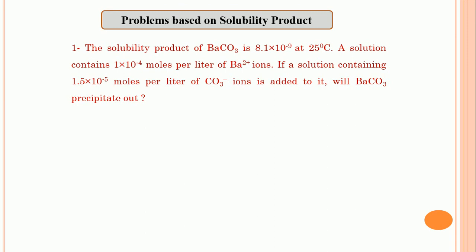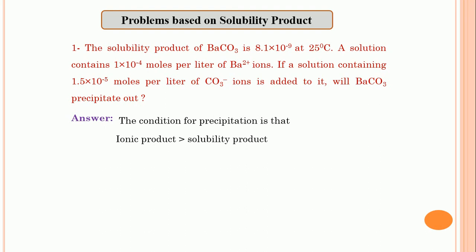That means precipitate occurs when the ionic product value exceeds. So here we first have to calculate the ionic product. We have the value of solubility product and we compare these two. If the solubility product value is greater, then no precipitation. That means barium carbonate will not precipitate. And if the ionic product value is greater, then precipitation will occur. So simply first calculate the ionic product value. We already have the solubility product. So how to calculate the ionic product value? This is the condition: ionic product greater than solubility product, then precipitation will occur.